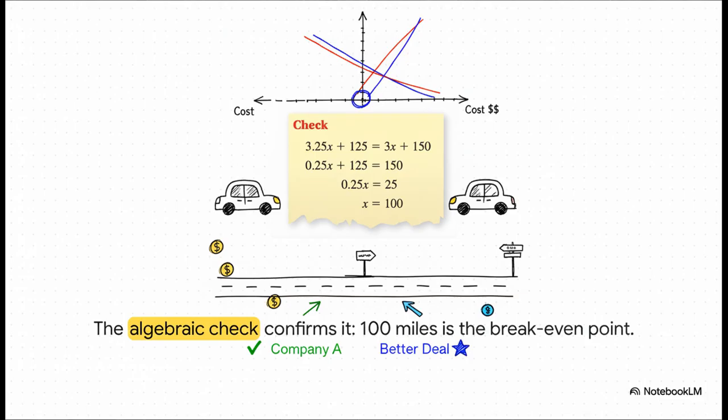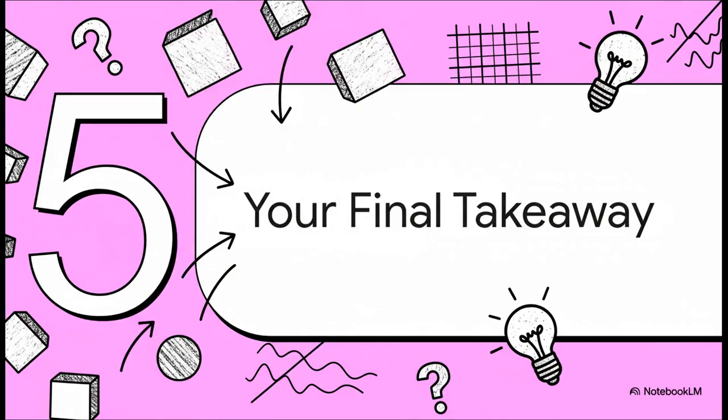So now you know. If you're going to drive less than 100 miles, go with Company A. That lower flat fee saves you money. But if you're planning a road trip anything over 100 miles, Company B is going to be the cheaper option. The graph didn't just give us a number, it made the whole decision crystal clear. All right, so let's bring it all home. What's the big takeaway here? What should you remember from all this?